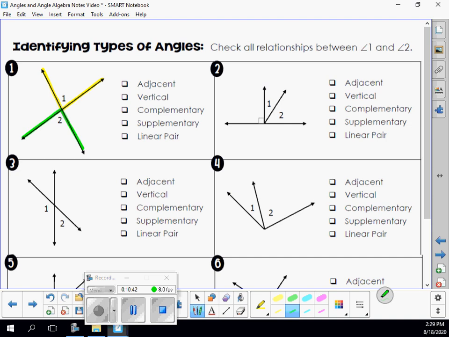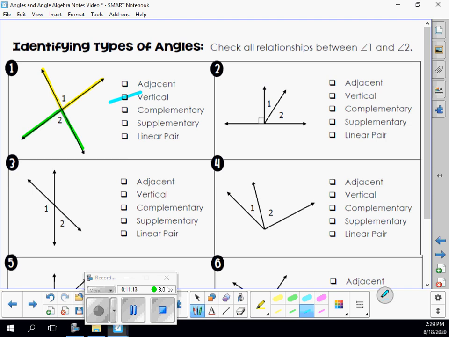Vertical, am I across the table from them? Am I forming an X? Yeah, I am. Complementary and supplementary. Well, I can't do either of those because I don't have angle measures. I don't see any 90-degree angles. I don't see any degree marks, so I can't do that. And then linear pair. You can only select linear pair if you have selected adjacent, because that's in the definition. Have I selected adjacent? No. So I can't even consider that. I recommend you go in the order that they tell you to.